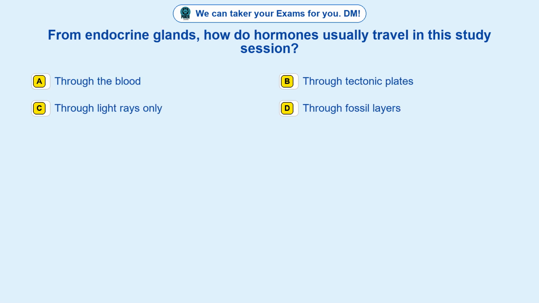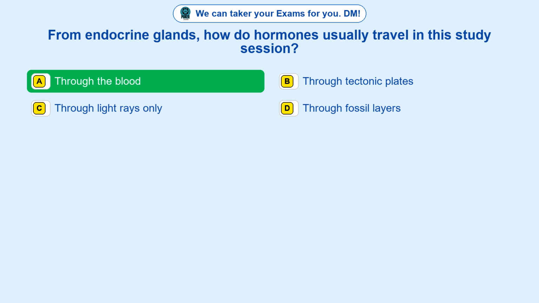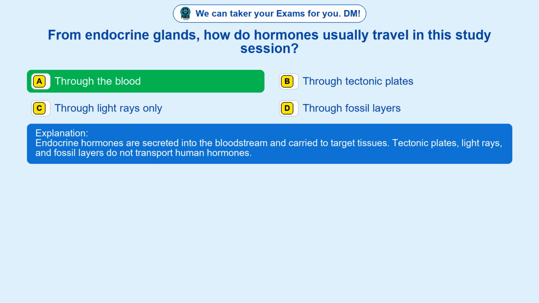Question 28. From endocrine glands, how do hormones usually travel in this study session? Option A. Through the blood. Option B. Through tectonic plates. Option C. Through light rays only. Option D. Through fossil layers. The correct answer is option A. Through the blood. Endocrine hormones are secreted into the bloodstream and carried to target tissues. Tectonic plates, light rays, and fossil layers do not transport human hormones.